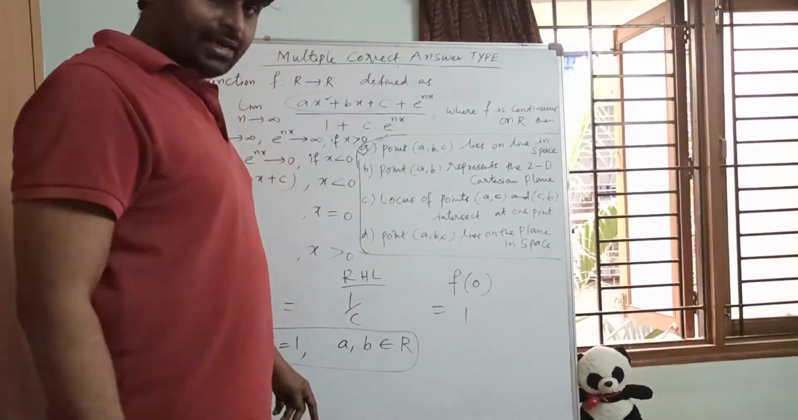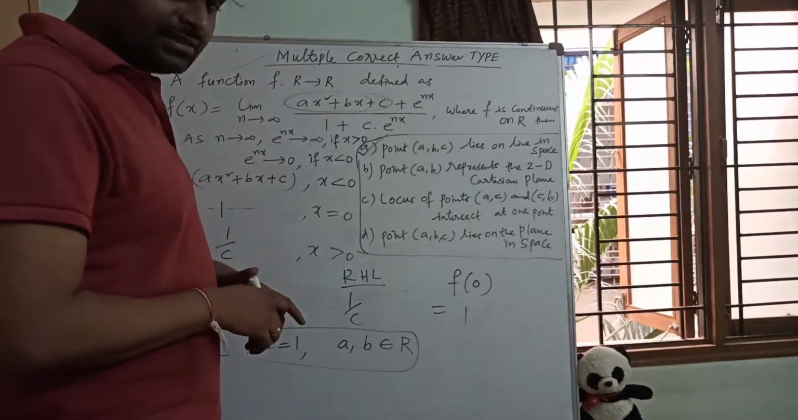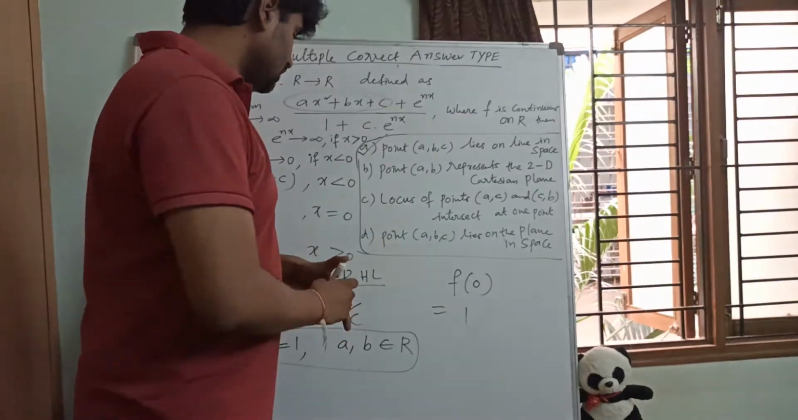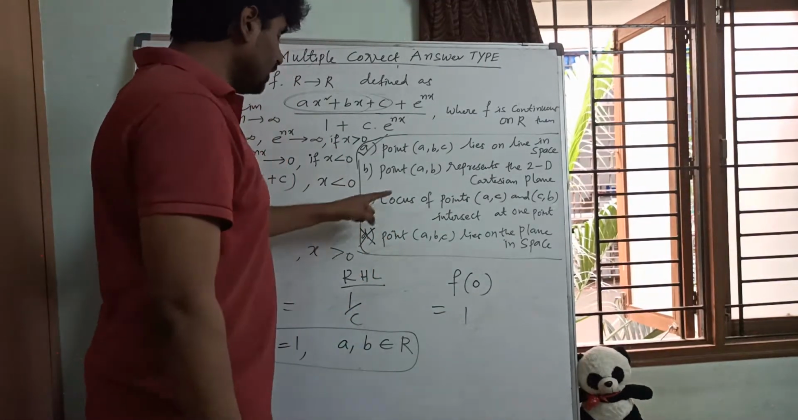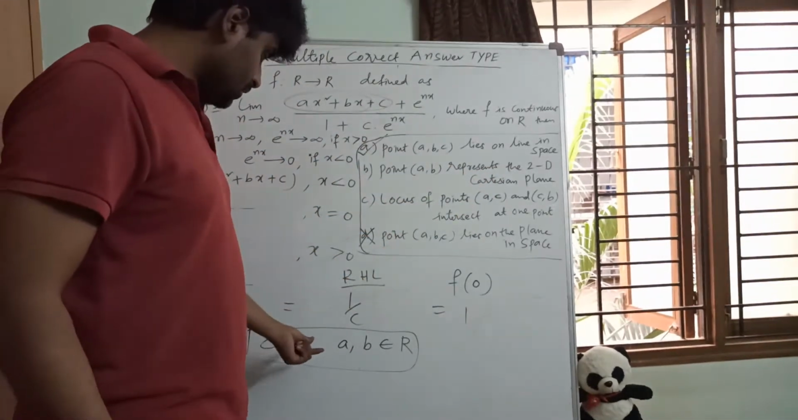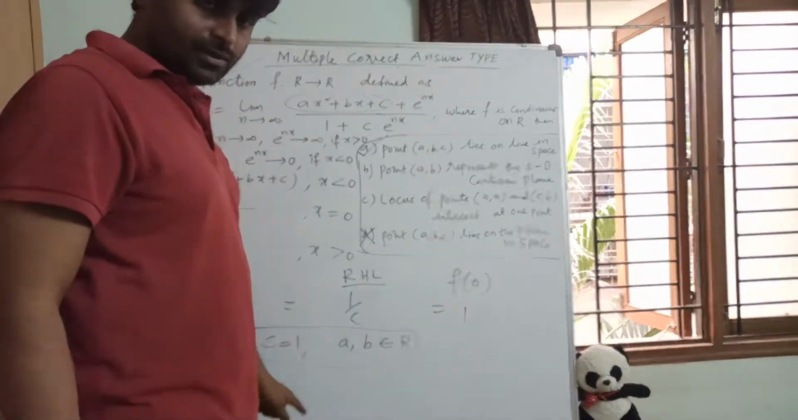Plane means ax plus by plus cz plus d equal to 0. So d is constant there in case of plane. So it is not correct. Now point a comma b represents 2D geometry, obviously, right? So a comma b can be any value. Okay, c is constant there.